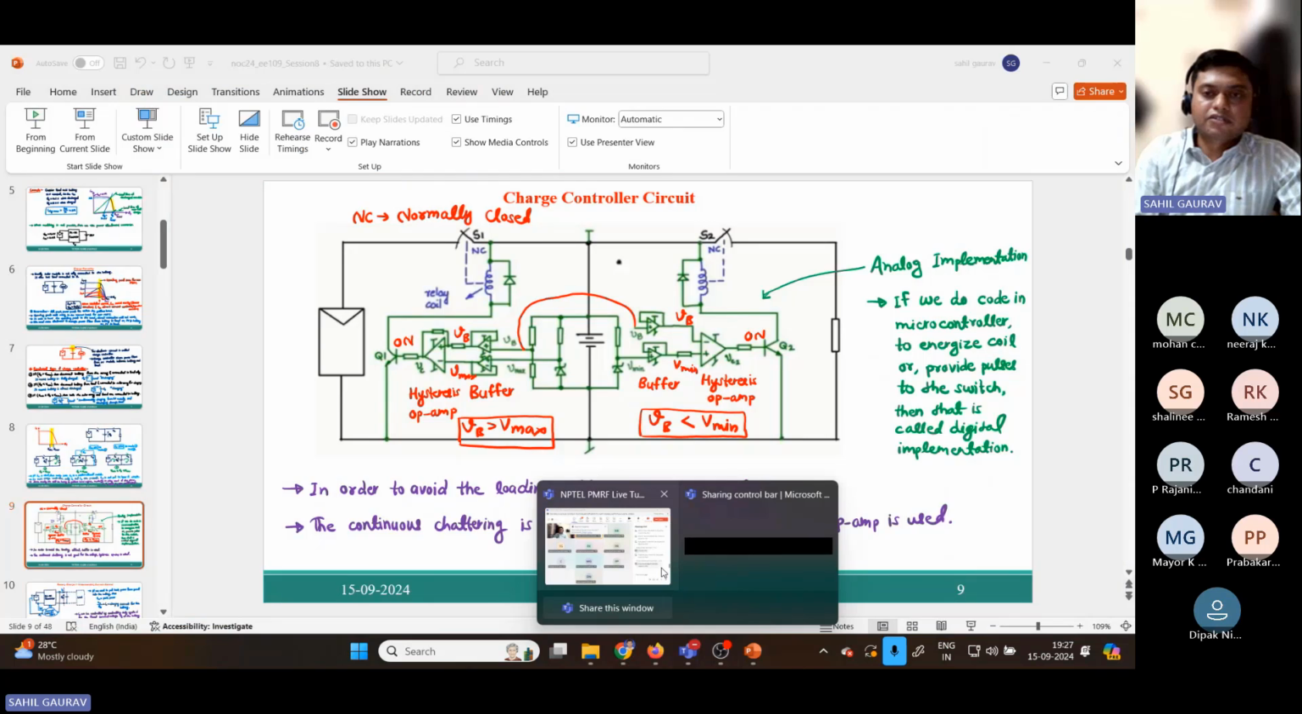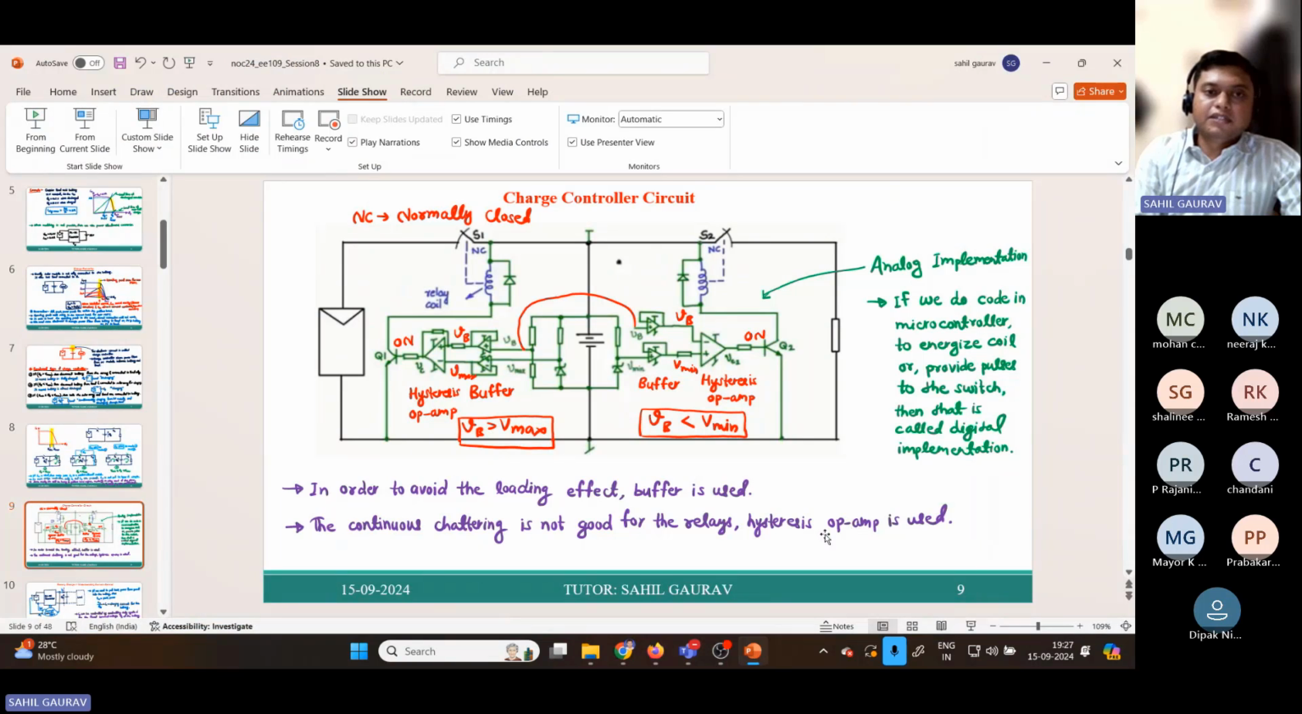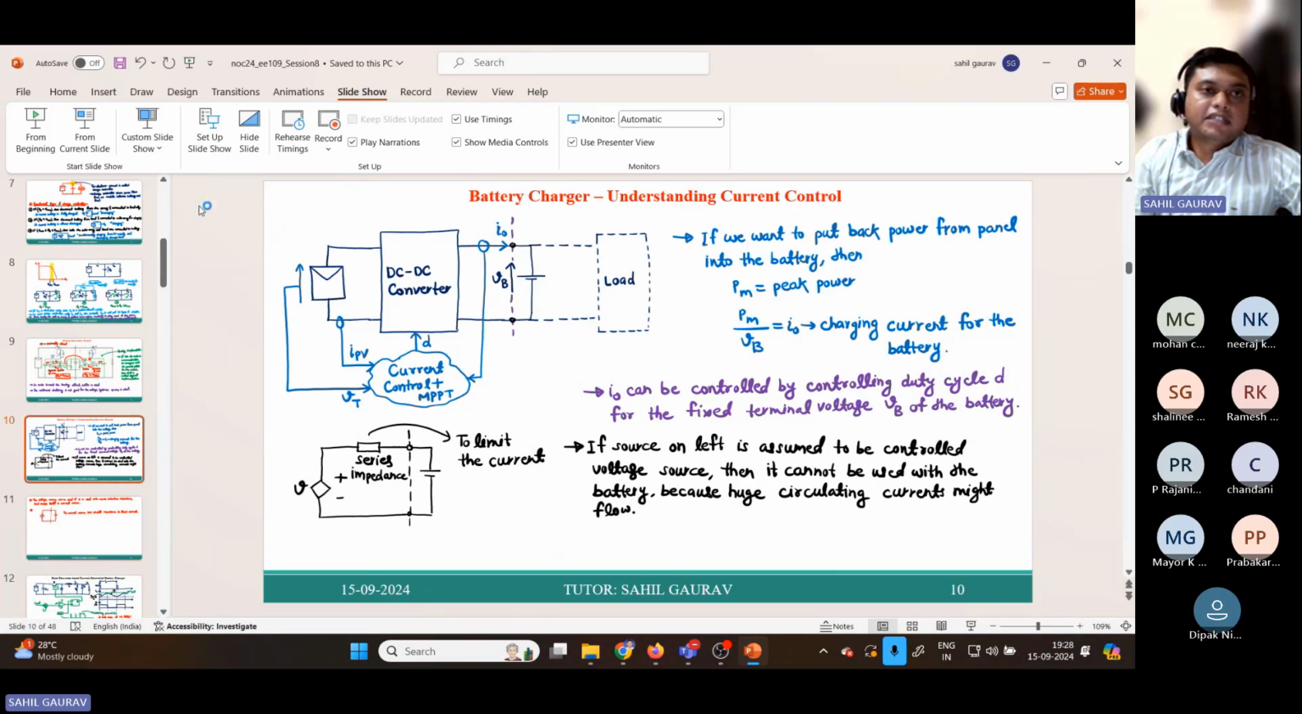One minute. Anyone has a doubt how to calculate the hysteresis value in volts? We will see some problems based on this hysteresis op-amp, for this comparator type Schmitt triggered circuit. I have, I think, one or two problems based on this Schmitt triggered circuit. So let us come to the next part.